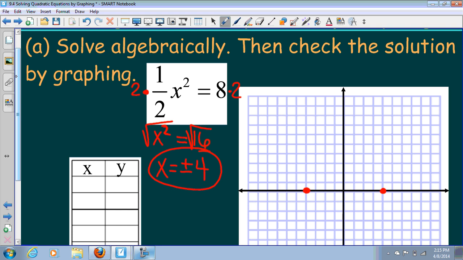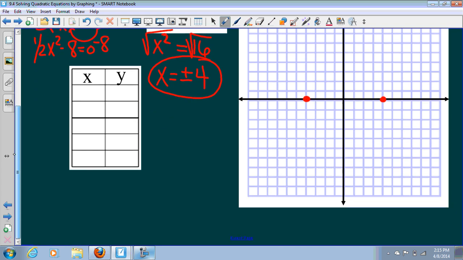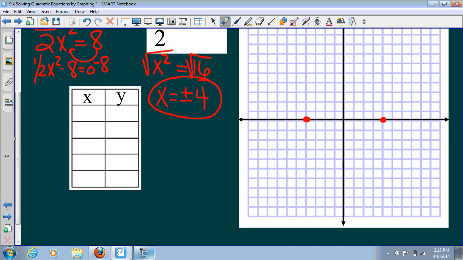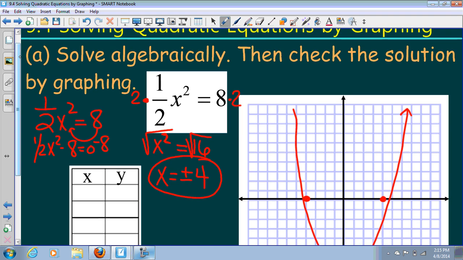That will tell us that we have those x-intercepts. Now, if we wanted to find the vertex, we want this to equal 0. So now I have 1/2 x squared equals 8. How do I get 8 over here? I subtract 8, right? Which means I would end up with 1/2 x squared minus 8 equals 0. Which means my vertex is at negative 8. Okay? You can always check it with a graph if you want to make sure.